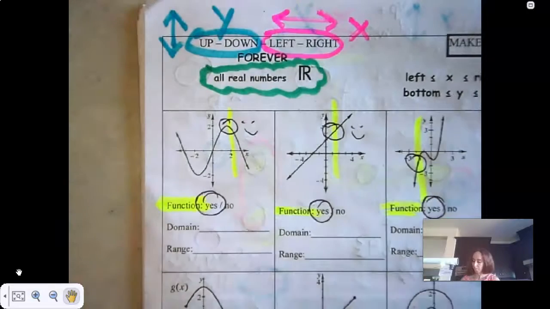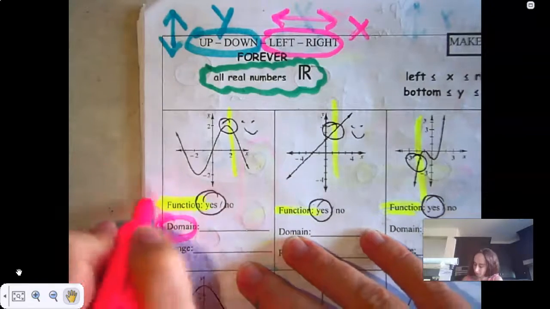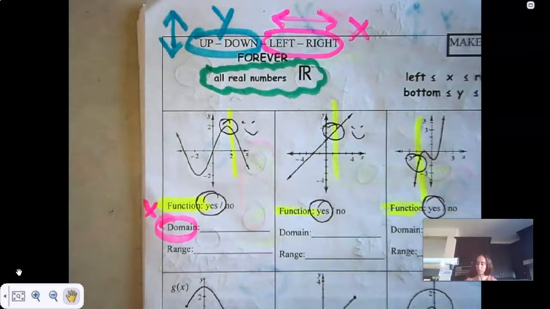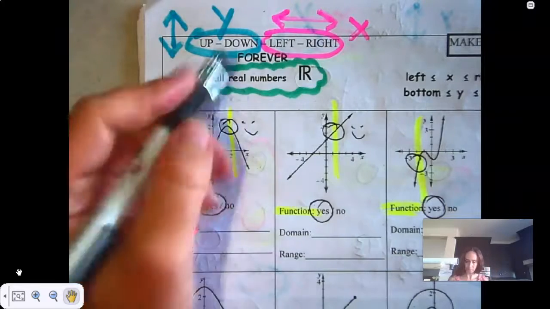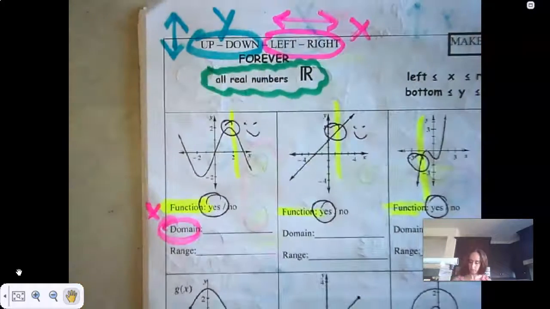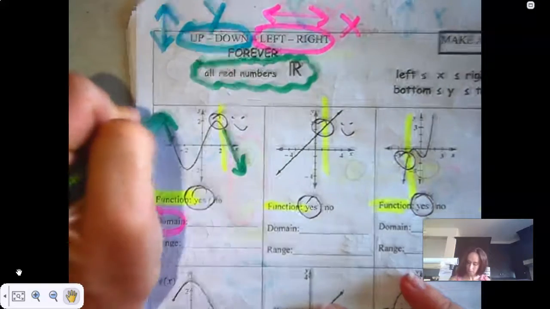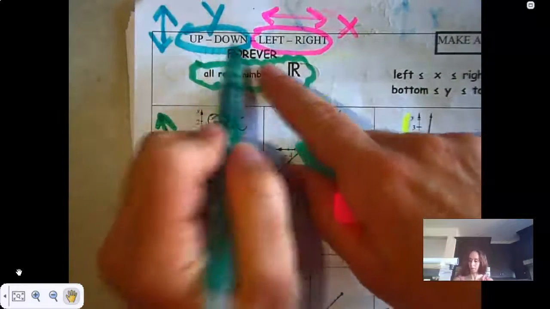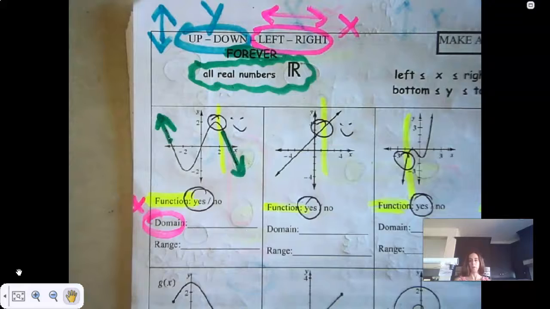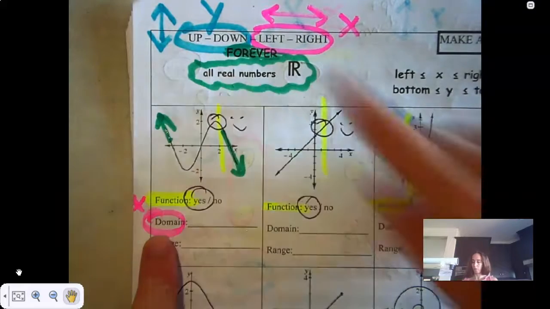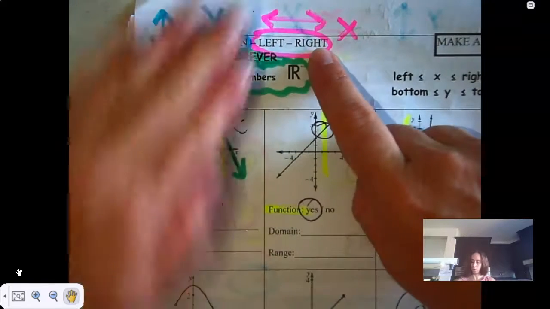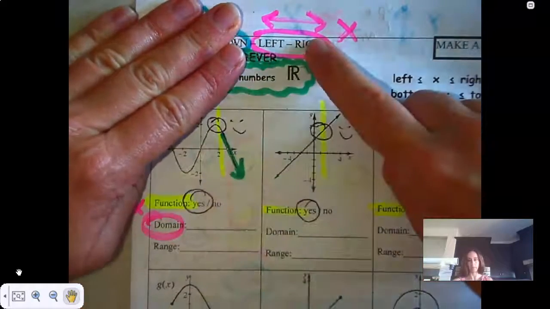So remember, domain is your x. Now I want you to look here because we have this. And this means forever. Okay? So when I see domain, I want you to think left and right. Don't think here. When I see domain, it's left and right.